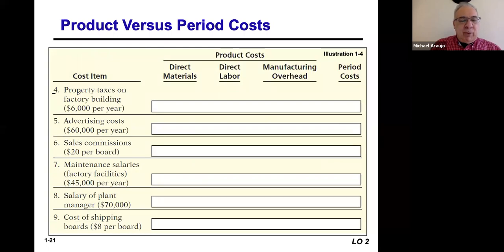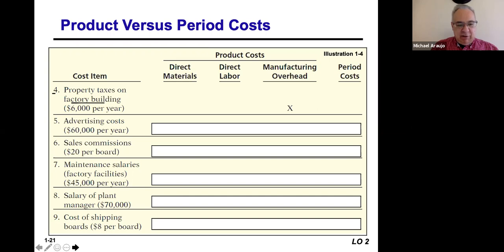Here's another one, the property tax on the factory. So again, this is a tax expense. Yes, that's true, but it's specific to the factory building, okay? And so that makes it a manufacturing overhead cost.